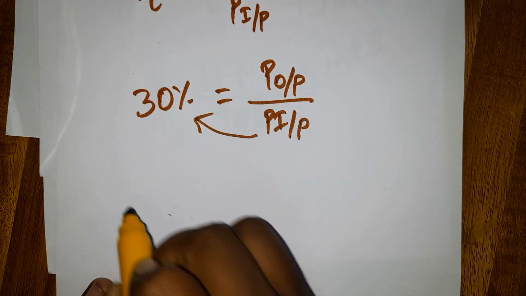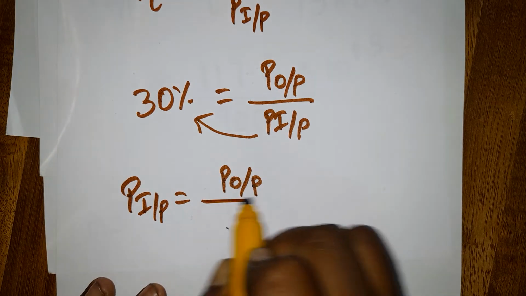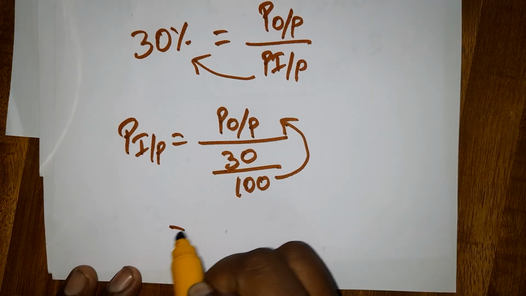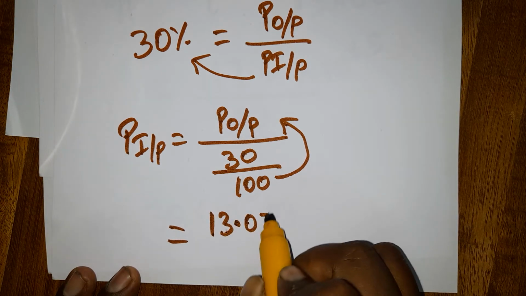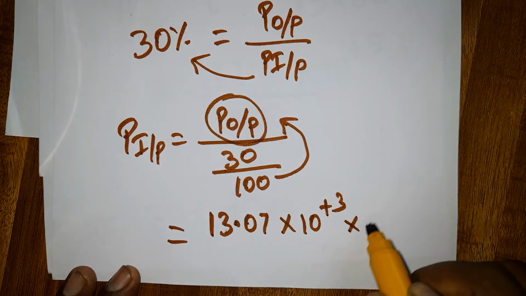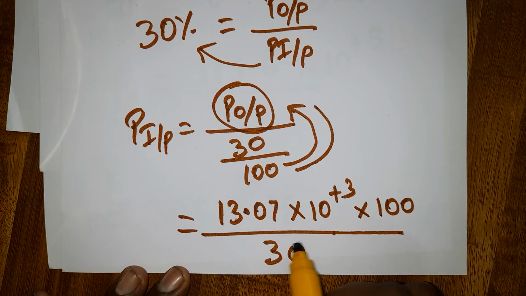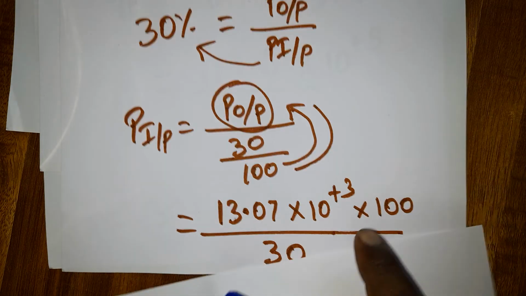Power input you can take to this side. Power input is equal to power output divided by 30%. 30% you can write as 30 divided by 100. The denominator directly will go into the numerator. What is power output? Power output is 13.07 into 10 power plus 3. This is called power output. Into 100, because the denominator comes into the numerator, divided by 30 will be there. Now the next step I have to get the answer. See, 10 power plus 3 I kept separately.